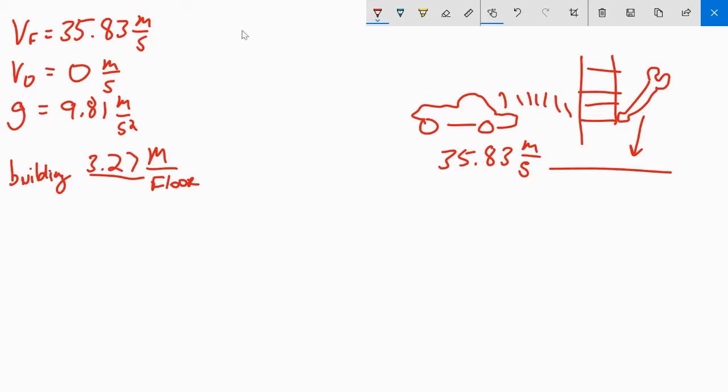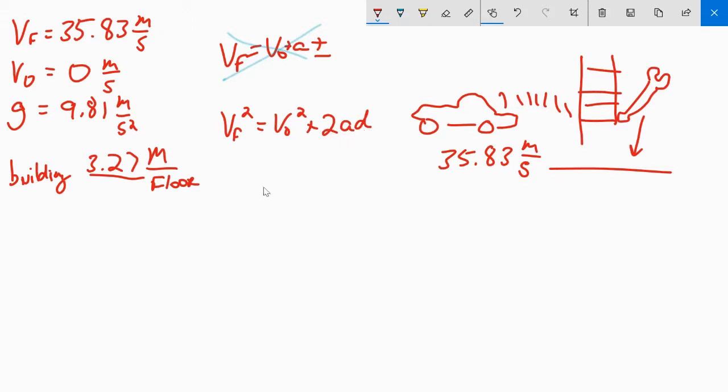Now, several people have tried to use this formula, VF equals VO plus AT. And that requires time. We don't have time anywhere in this problem. So if you're trying to use this equation, bad news, that's not going to work. So we need to use the other one. VF squared equals VO squared plus 2AD.